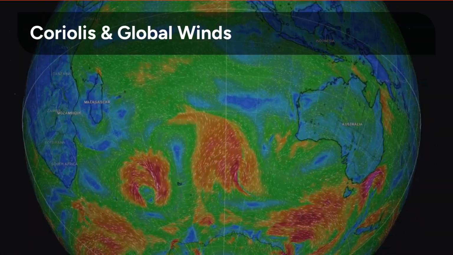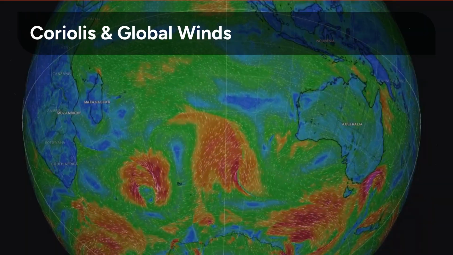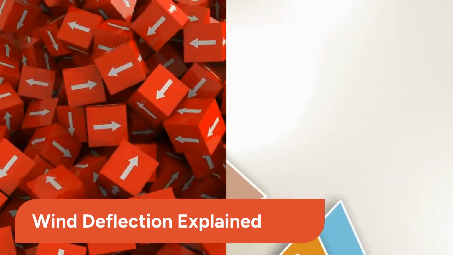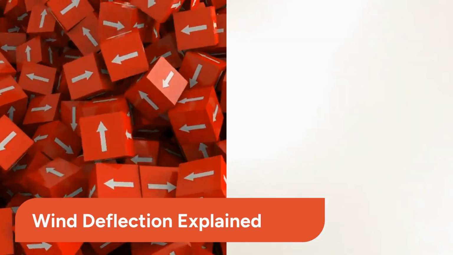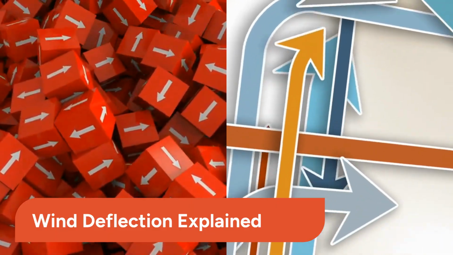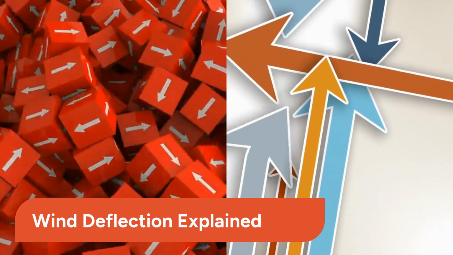Now let's see the Coriolis effect in action, starting with global wind patterns. The Coriolis effect plays a monumental role in shaping the prevailing winds that circumnavigate our globe. As air moves from high-pressure areas to low-pressure areas, it doesn't travel in a straight line. In the northern hemisphere, the Coriolis effect deflects winds to the right, and in the southern hemisphere, it deflects them to the left. This deflection is crucial.